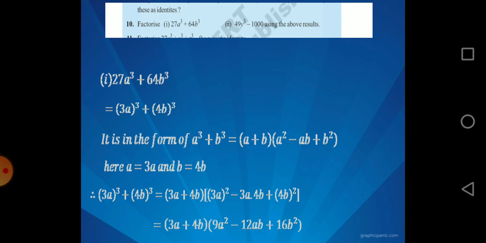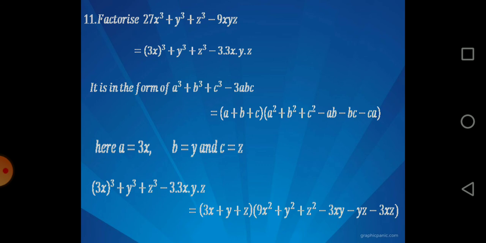So as I am telling you, in every sum you have to observe the question and then proceed. Before starting the question, wait for 2 minutes, observe the question, match it with some identity and then start doing. The second one you have to do as homework. Now this is the 11th question.